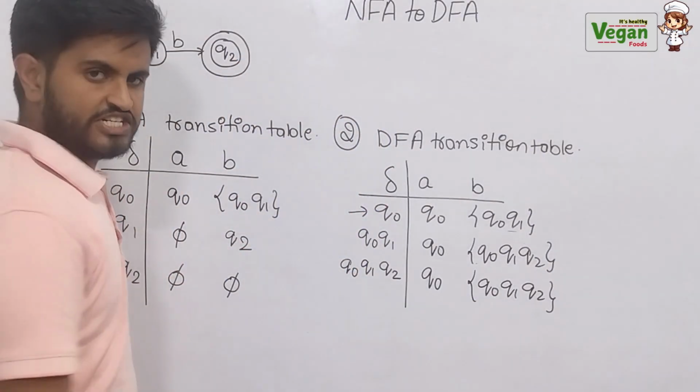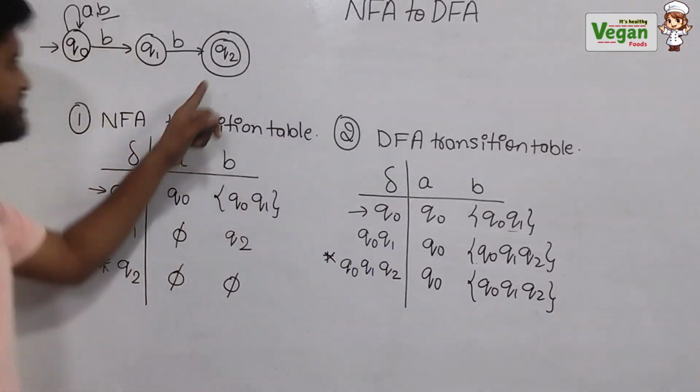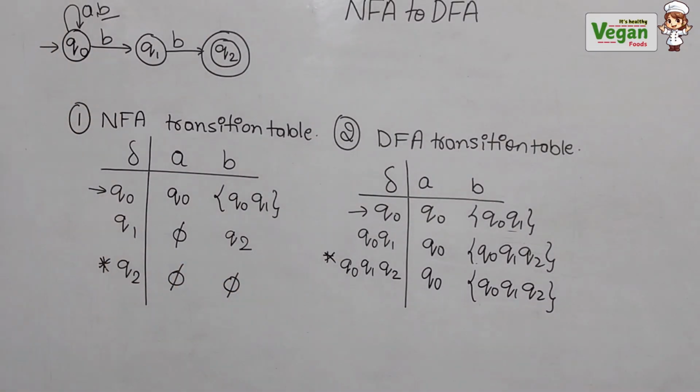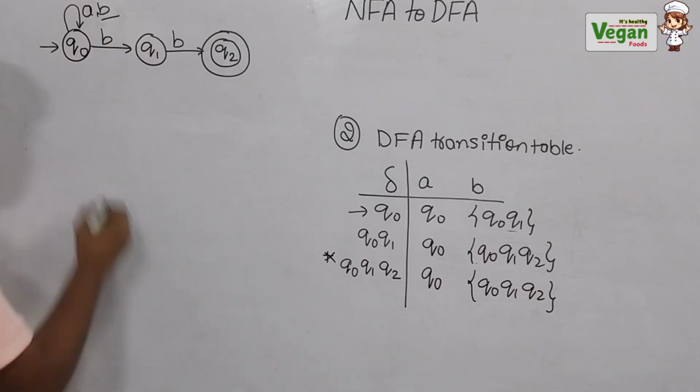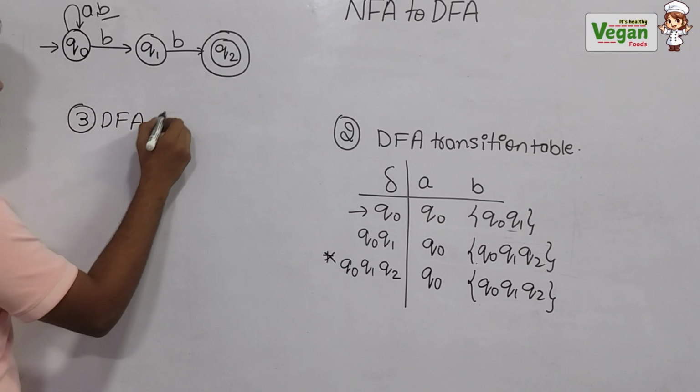You have marked the initial state, that is Q0. You must mark the final state, Q2. See here, Q2 is the final state, so I marked the star. Now using this DFA transition table, at the third step, we will be writing the DFA diagram.